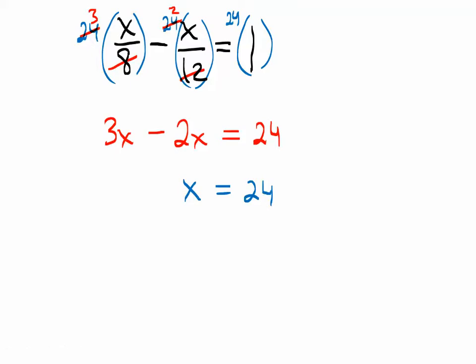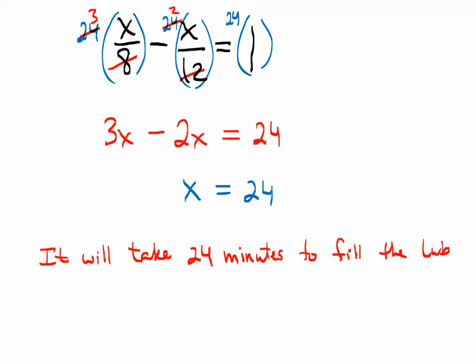X equals 24, and hopefully you wrote the sentence in English already. So it will take 24 minutes to fill the tub. You can say it like that. You can keep going and say when the faucet is open and the drain is open, but in this case, this suffices. It tells us what the variable is, the number, and the unit value.